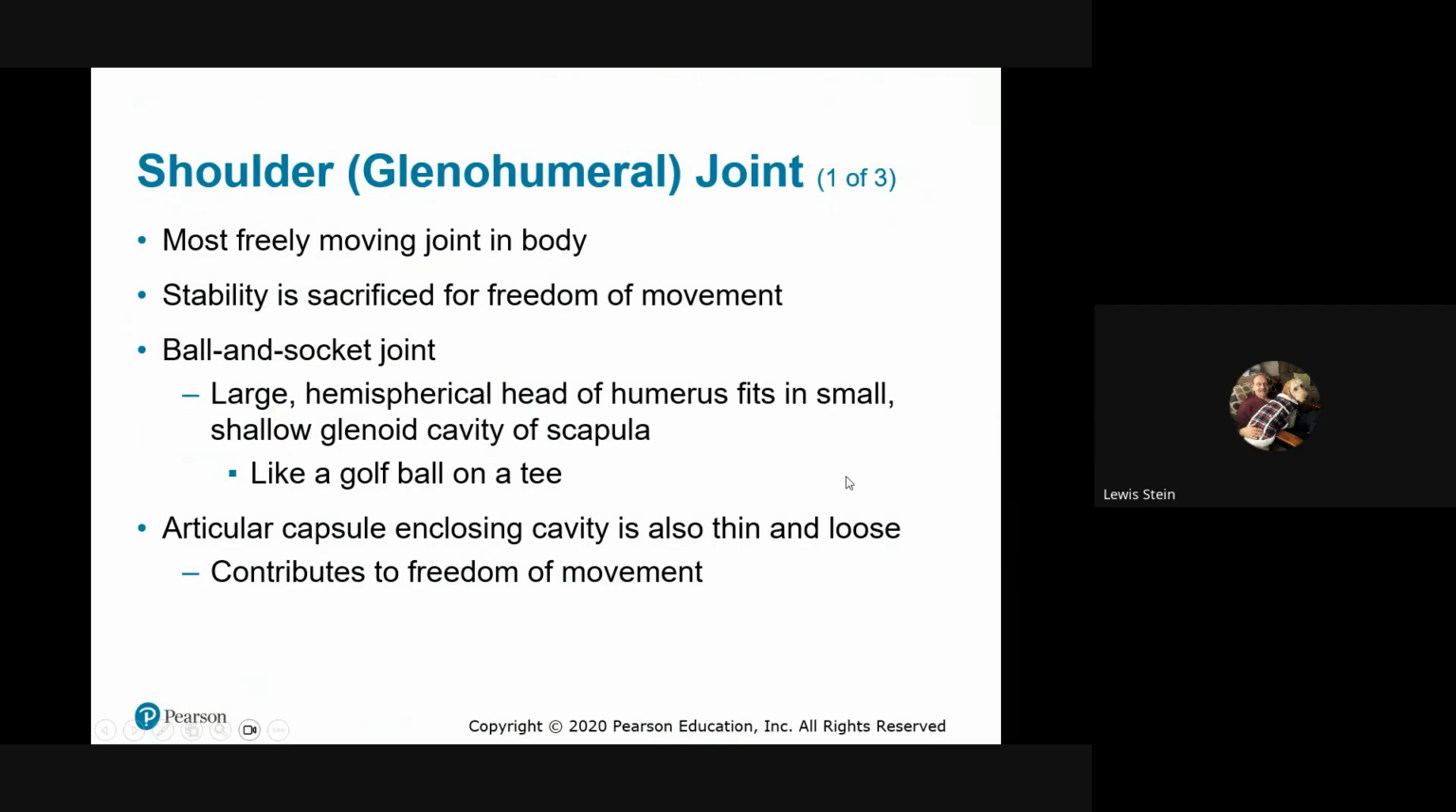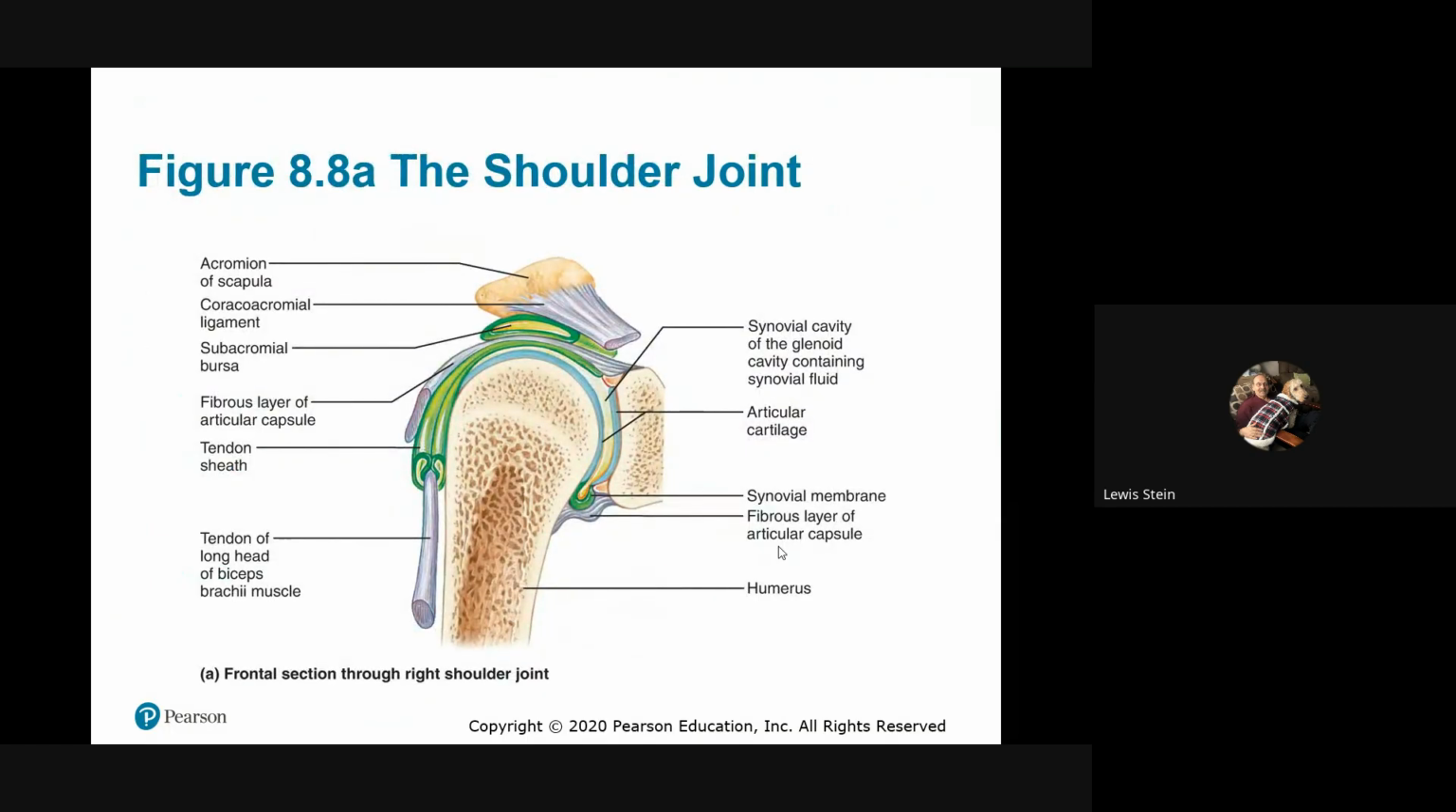So for you golfers, you can see that the capsule enclosing is also very, very thin. So it's not particularly strong, particularly anteriorly, and that's why it tends to dislocate anterior inferiorly. What stabilizes it, you will come to when we do the muscles unit next.